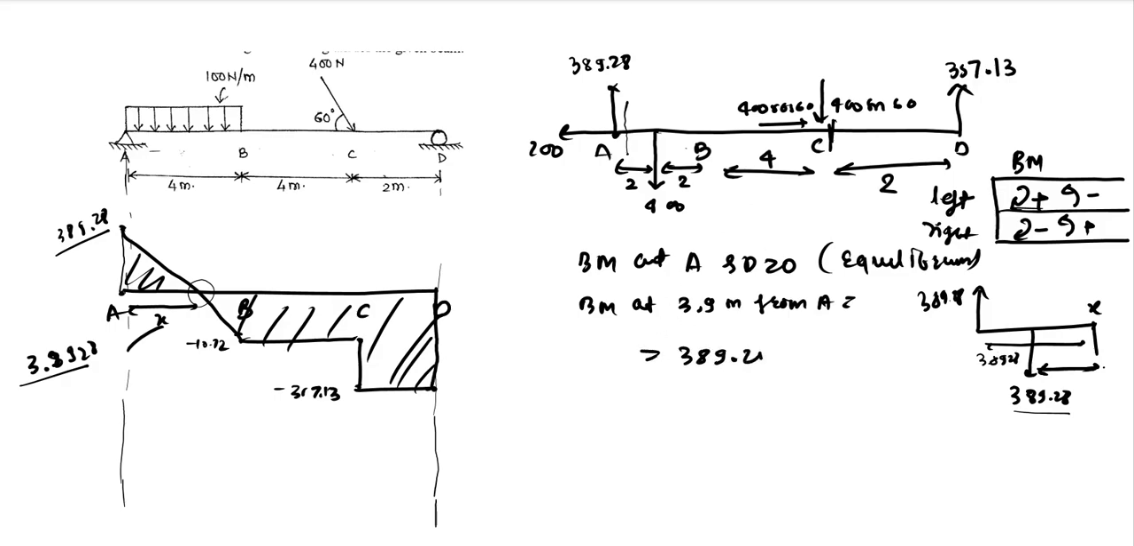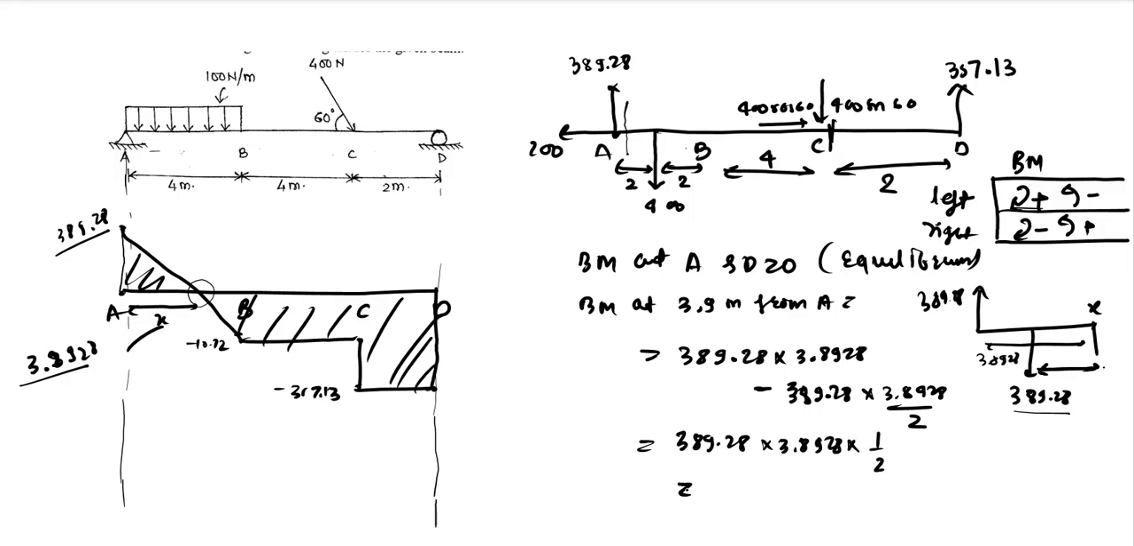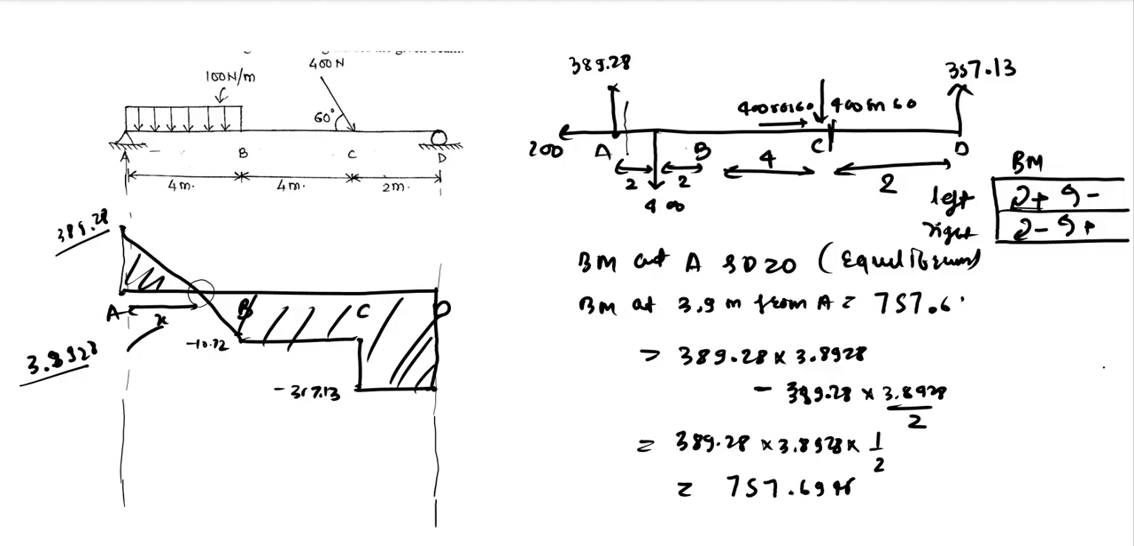We have 389.28 into 3.8928 minus 389.28, because it is an anti-clockwise moment, that is why we take it as negative, into 3.8928 by 2, because the distance will be the total distance divided by 2. So the answer comes out to be 389.28 into 3.8928 into 1 minus 1 by 2, which is 1 by 2. Let us calculate that using the calculator. 389.28 into 3.8928 divided by 2 gives 757.6945. Let us write it here somewhere: 757.6945.